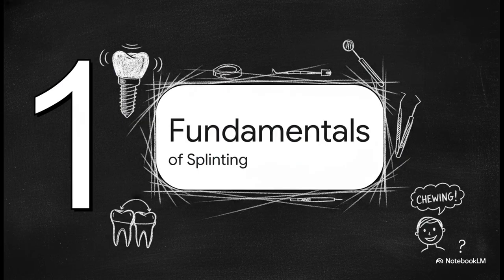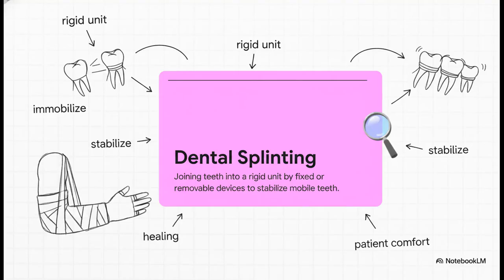So, Section 1, the fundamentals of splinting. Let's start our chalk talk with the core diagnostic problem. When a patient walks in with a tooth so mobile it messes with their chewing or comfort, how do we actually fix that? Well, to answer that, we have to look at the literal definition of the procedure. Dental splinting is the joining of two or more teeth into a rigid unit, using fixed or removable devices to maintain or stabilize mobile teeth in their functional position.